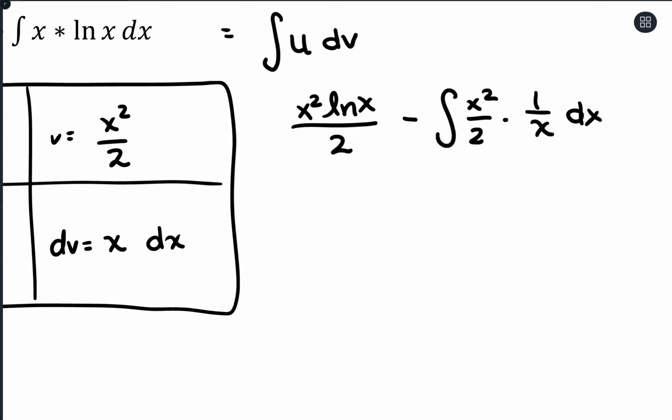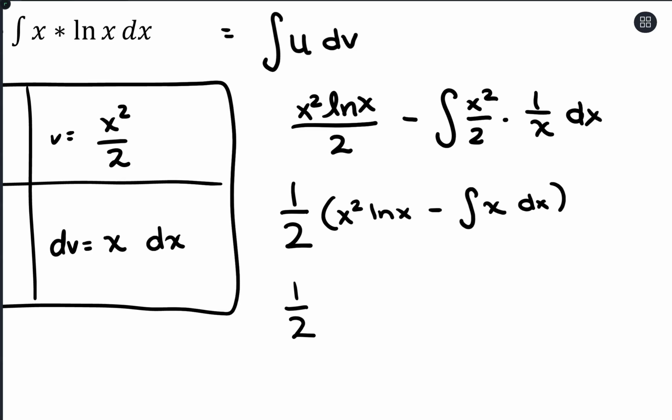I'm going to do that same thing. I'm going to factor out a 1/2 to get rid of that denominator of 2. So we're going to have x squared times natural log of x minus the antiderivative of x squared times 1 over x, which is just x dx.